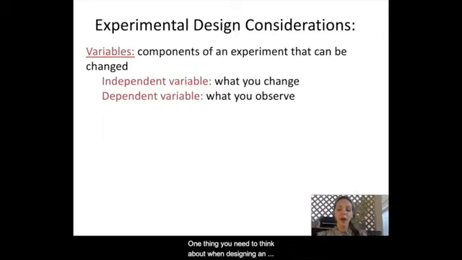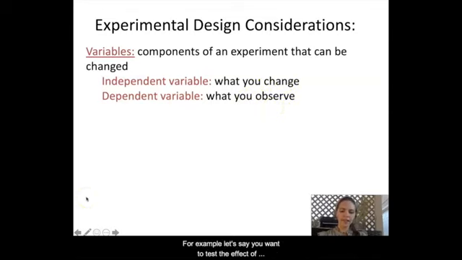All right, so one thing you need to think about when designing an experiment are the variables. Variables are components of an experiment that can be changed. There are two types, independent and dependent. The independent variable is what you, as the experimenter, change. On the other hand, the dependent variable is what you, as the experimenter, are observing, what happens during the experiment.